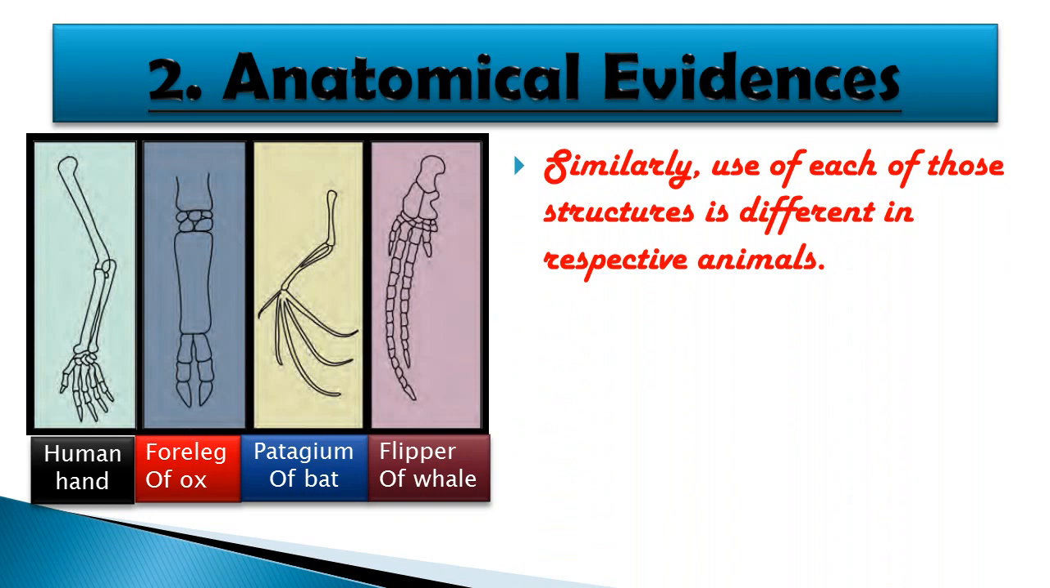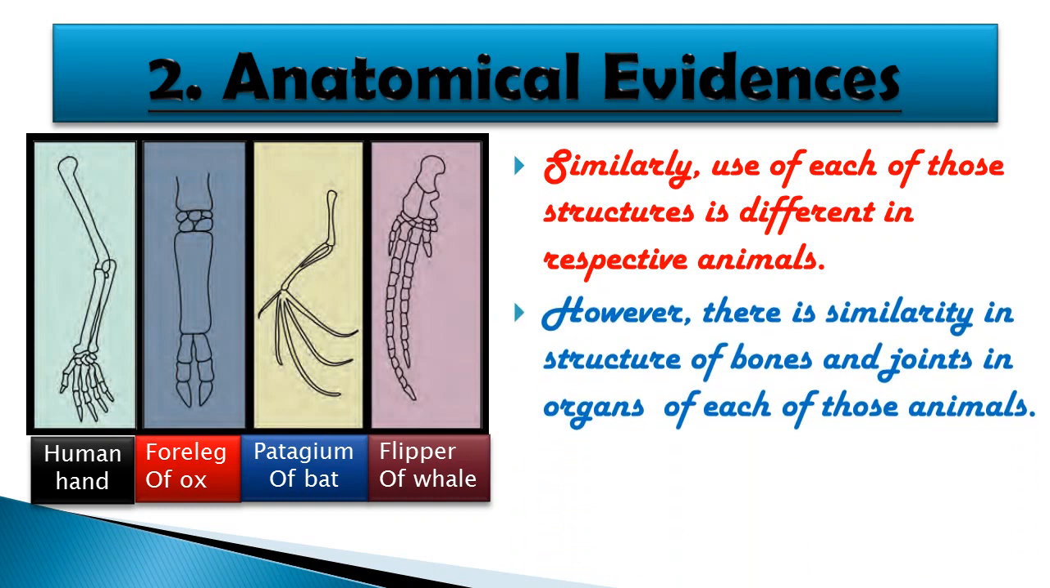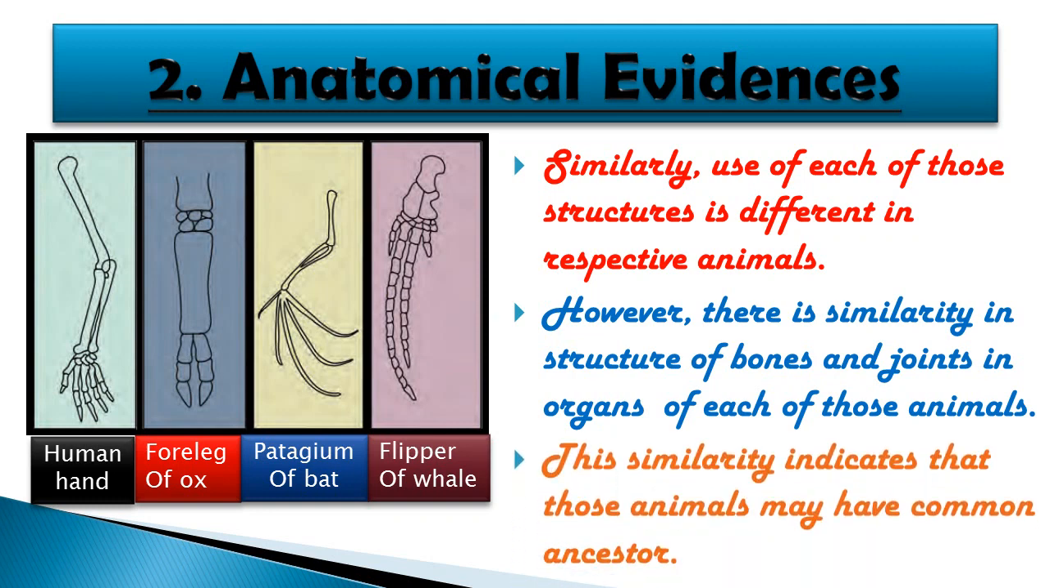That means the use of the bones and that particular part of the body is different. Okay, that means the human hand is performing a different function, the foreleg of ox is performing a different function, and patagium and flipper, each organism is performing a different function respectively. However, there is similarity in the structure of bones and bony joints in the organs of each of those animals. So the bones and bony joints are similar, but their function is different, and this similarity indicates that those animals may have a common ancestor.